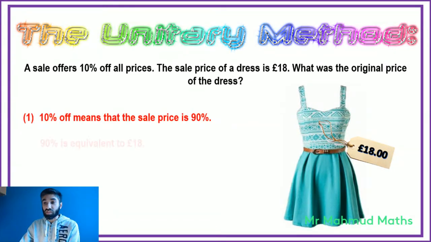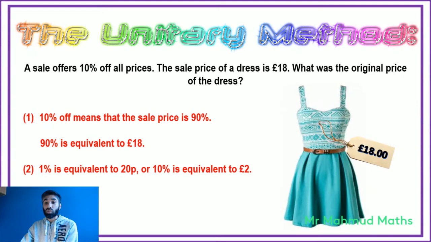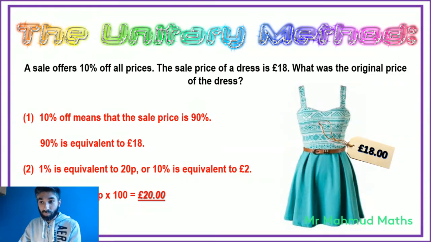10% off means that the sale price is 90%. So 90% is equivalent to £18. And 1% is equivalent to 20 pence, because we divided both by 90. And 10% is equivalent to £2. That means 100% is going to be 20 pence times 100, which is £20. Because it was 10% off, the price has increased. The previous price was £2 more than what it is now after the sale.